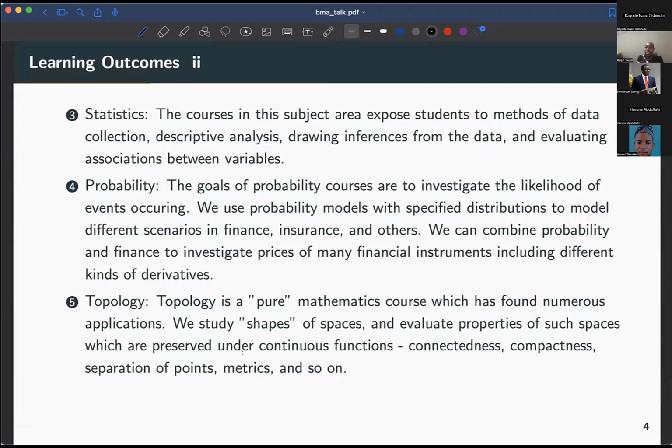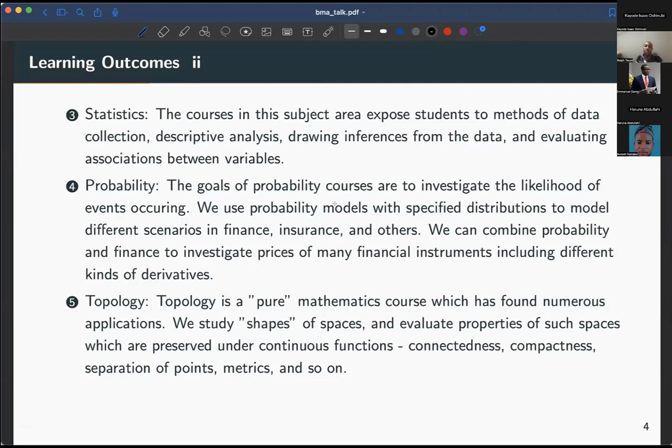Then the next three, statistics. There are lots of courses under statistics, but most of the time we're looking at methods of data collection. How do you then clean the data? How do you describe the data with different measures of central tendency or measures of dispersion? And then how do you perform tests on the data, hypothesis tests, and so on? And then later you get to regression, where you look at associations between the variables.